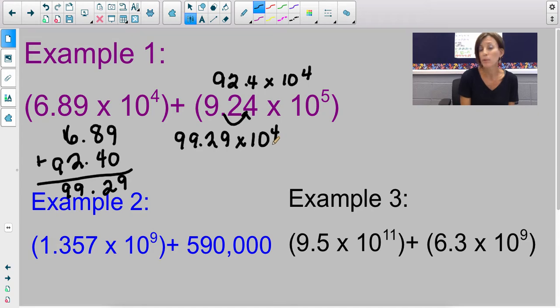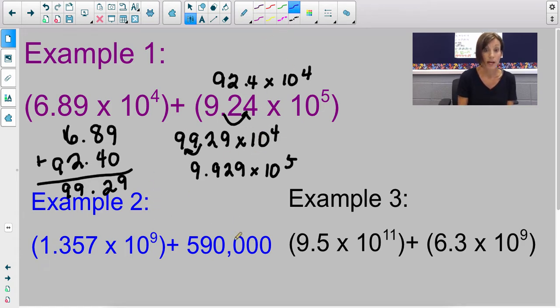But that's not proper scientific notation. So I've got to go back so that there's one digit to the left of the decimal. So when I slide to the left, I go back to 10 to the 5th power. Do I have this right? Okay.